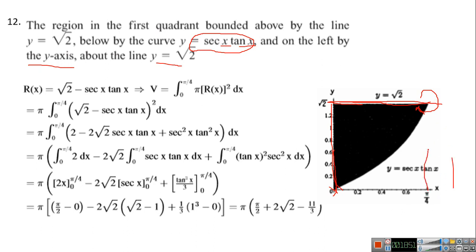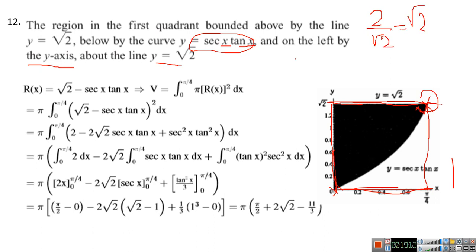If we take pi over 4, in any quiz, I will give you from where till where. So here you need to take particular points, and you see that if you put pi over 4 here, secant pi over 4 is 2 over radical 2. Tangent pi over 4 is 1. So this will give me, if you rationalize, radical 2.